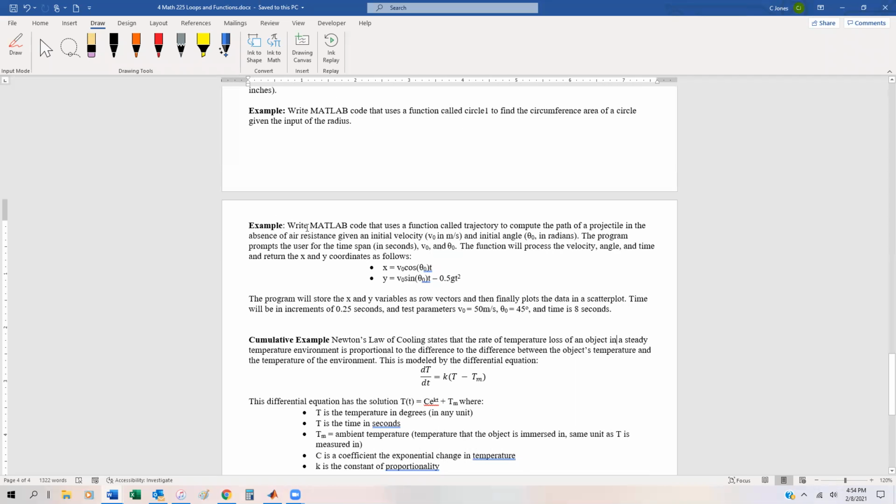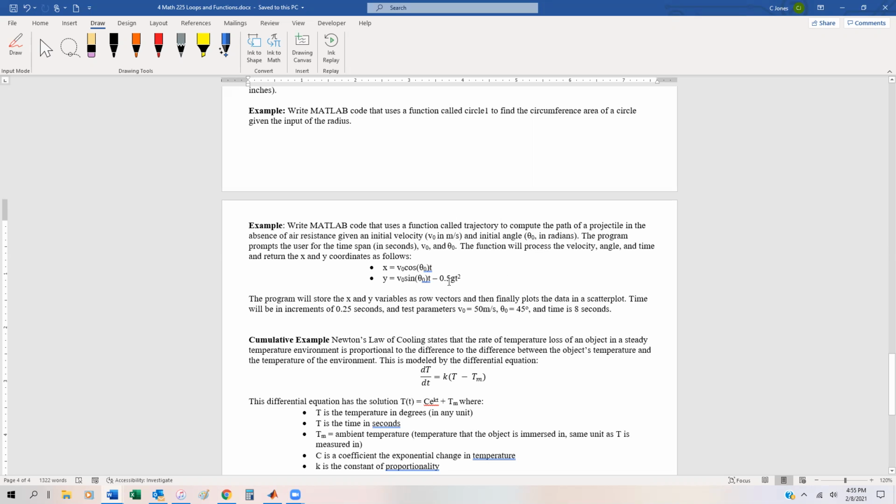And so this is a pretty common sort of parametric relationship, where we have a trajectory and we're given an initial velocity in meters per second and an angle in radians. And the program is going to go through and ask the user for a time span, and then it's going to process the initial velocity, the initial angle, and the time, and it's going to produce a path, right? And it's going to store the x and y variables as row vectors, and pass them back, and it's going to produce a scatter plot.